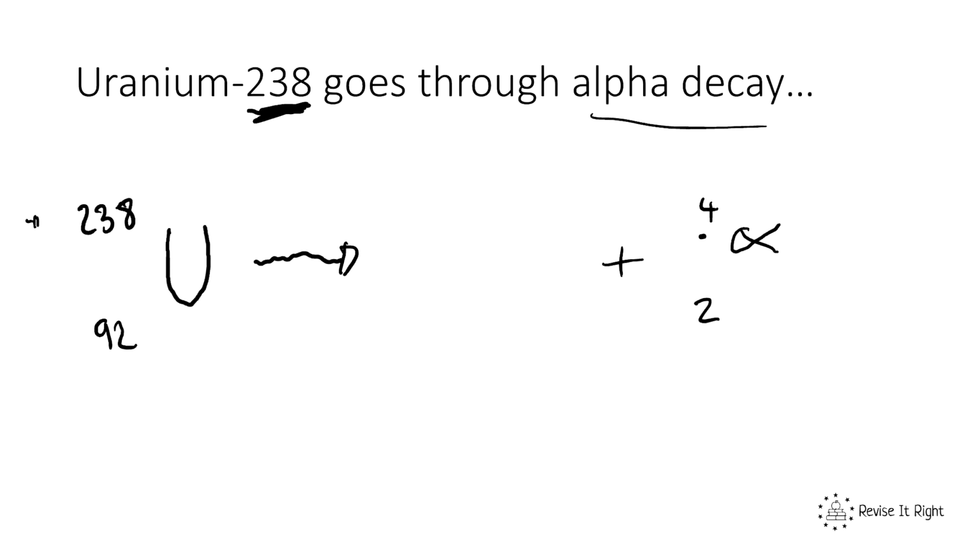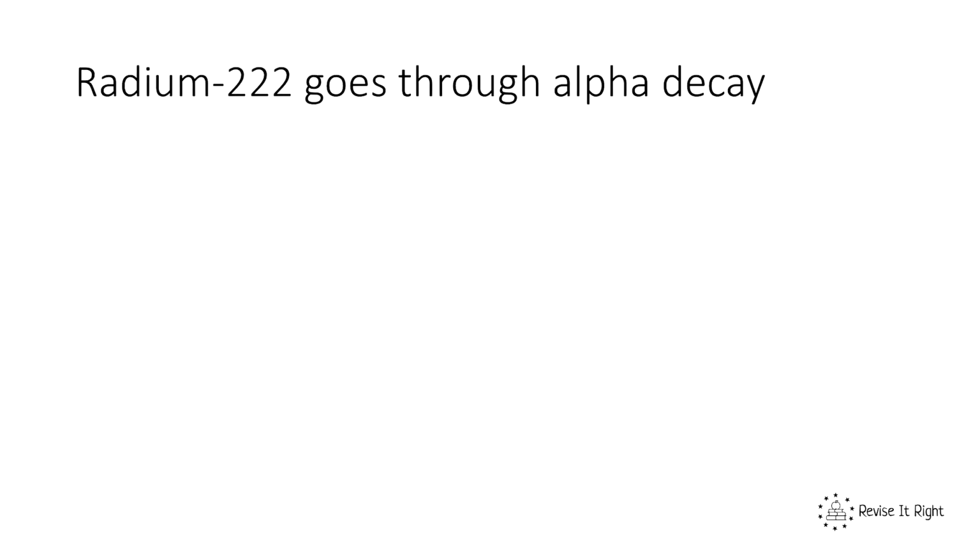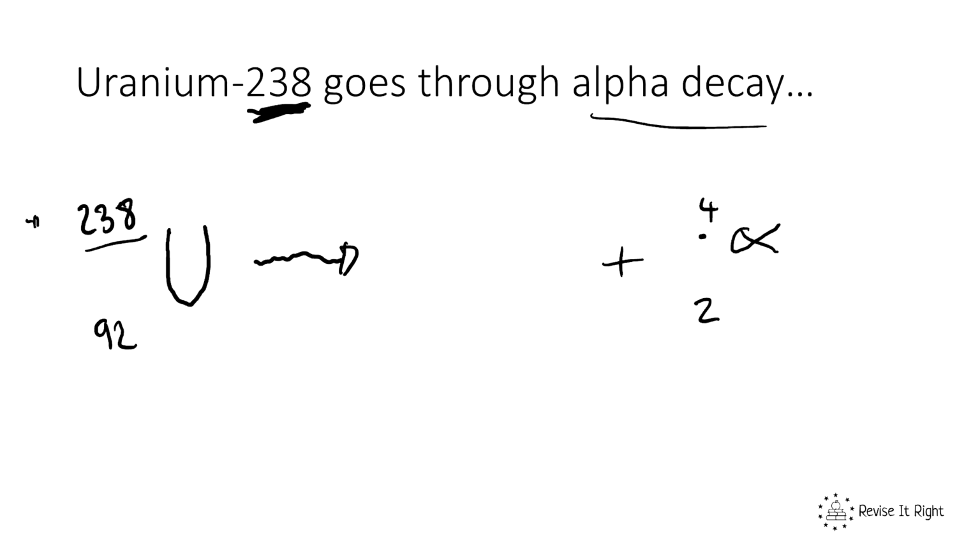But we also need to find out what new element is going to be formed when uranium goes through alpha decay. And it's very, very simple to do. Remember, the mass number and atomic number need to be the same on both sides. So if the mass number is 238 on this side, it needs to be 238 on this side. And we already have 4, so to find what we need now, all we have to do is 238 minus 4, and that gives us 234. So the mass number of our new element is going to be 234.